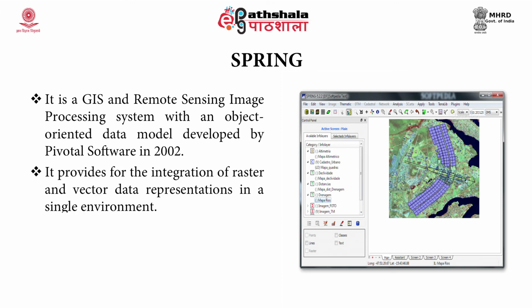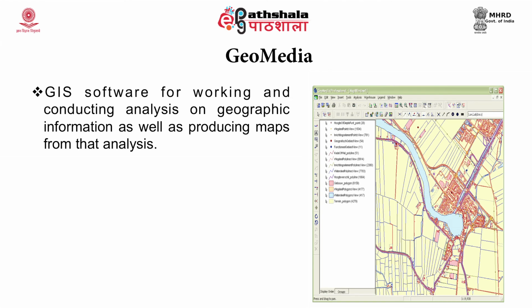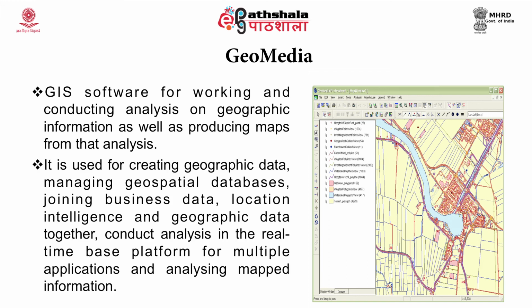It provides for the integration of raster and vector data representations in a single environment. The latest version is 4.3.9 that was released in June 2017. And the software is GeoMedia, which is a GIS software for working and conducting analysis on geographic information as well as producing maps from those analysis. It is used for creating geographic data, managing geospatial databases, joining business data, location intelligence, and geographic data together.